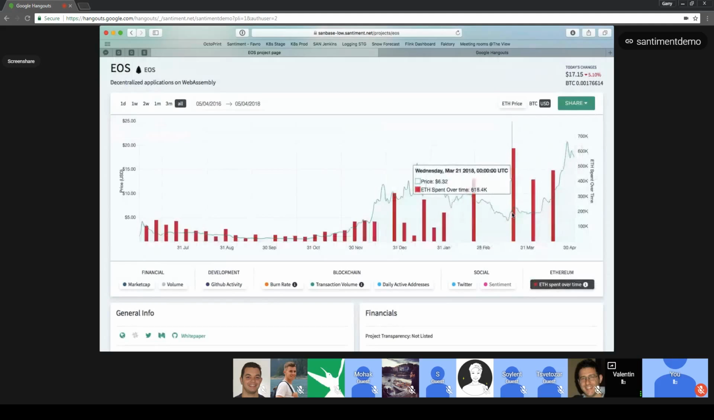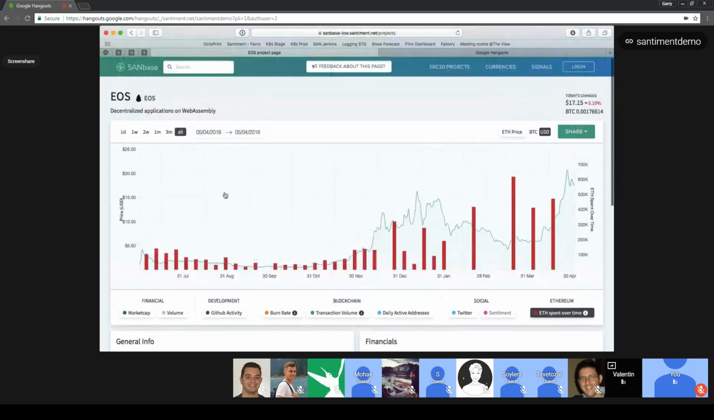And the last one is the Ethereum spent over time. So this is a statistic that shows you how much Ethereum has been going out of the team wallet over time. And for EOS, it's particularly interesting because they've been running their ICO for quite a while. So they accumulate a lot of Ethereum and then they transfer it out of their team wallet. And you can see that actually in recent weeks and months, quite a lot of Ethereum has been going towards them.